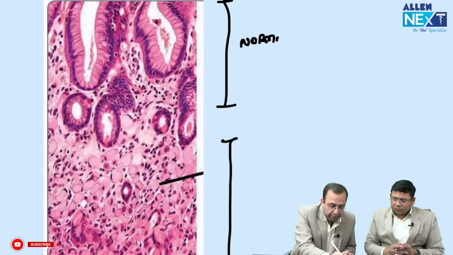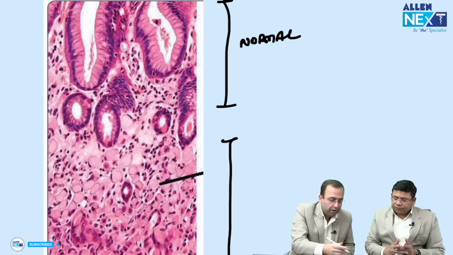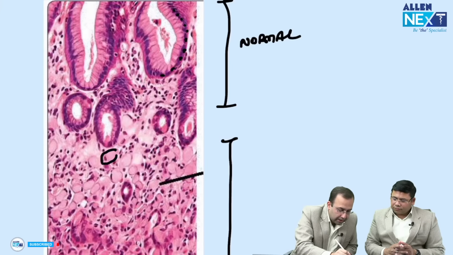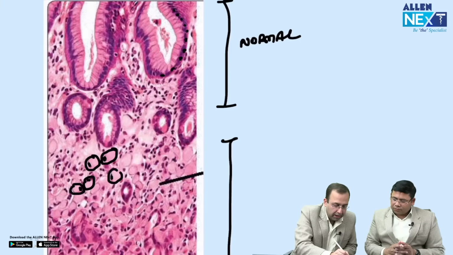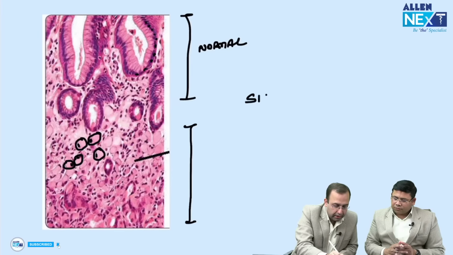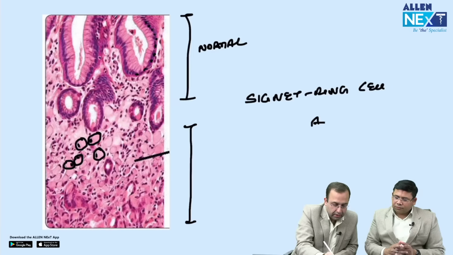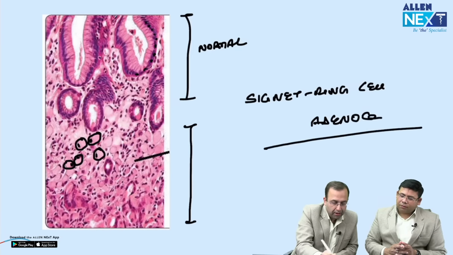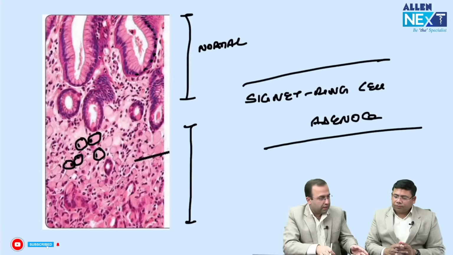You see the presence of beautiful glands in which nuclear polarity is maintained. Nuclei are present on the same side of the cell. It is the lower part which shows the presence of large cells, abundant cytoplasm with an eccentric nucleus. The nucleus is pushed to the periphery, which looks like a ring. This is signet ring. This is what signet ring cell adenocarcinoma looks like. That is type 2 Lauren classification.